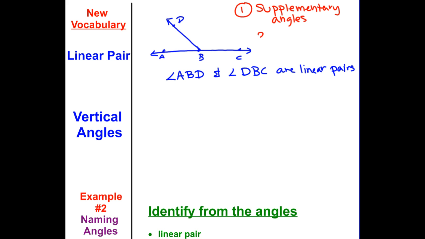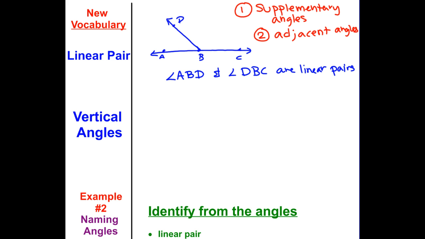And two, they are adjacent angles. They have to be adjacent angles. So they're supplementary and they are adjacent. All right, vertical angles are a little bit more difficult to explain, but they are pretty easy once you understand them.